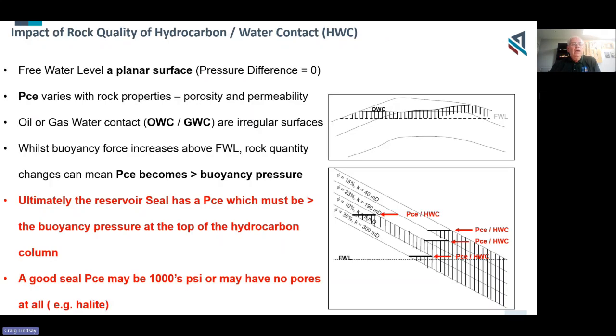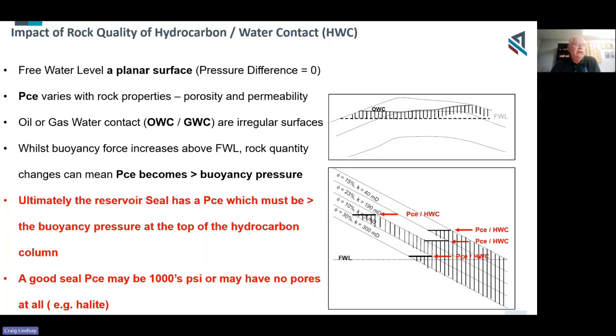due to rock quality changes. So the impact here of rock quality on hydrocarbon water contacts: we talked about the free water level. Now, the free water level should be a planar surface because it's that place where the pressure gradients intersect, and the pressure difference, the buoyancy difference, is zero.